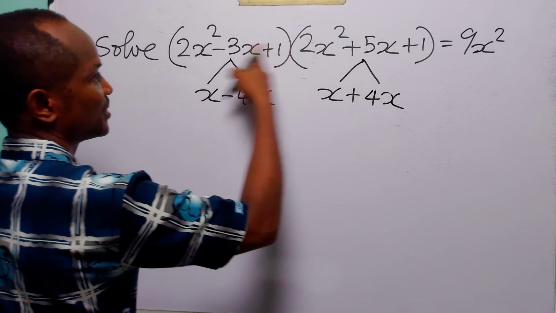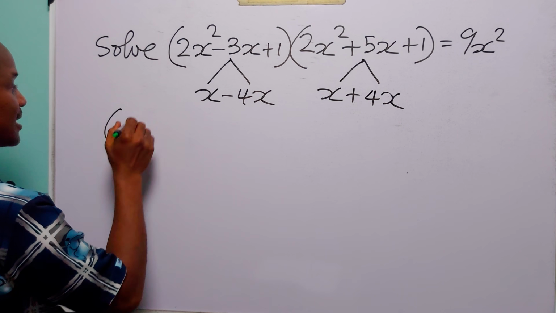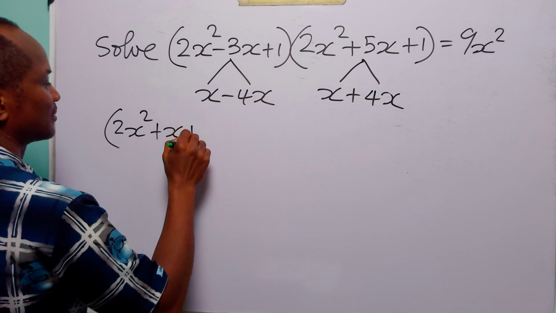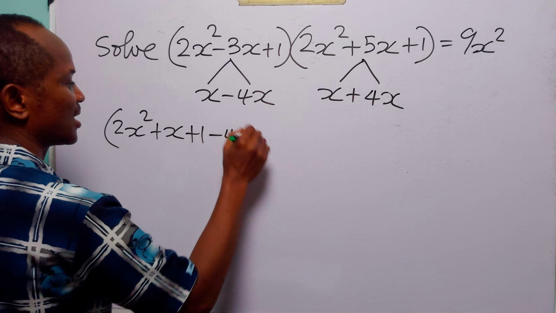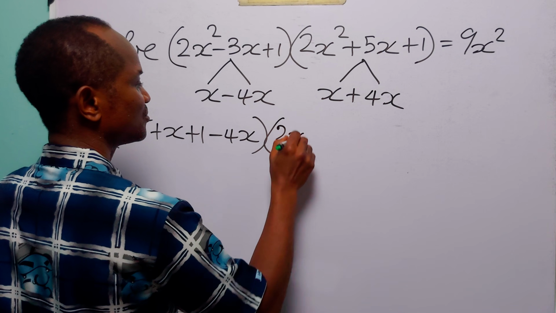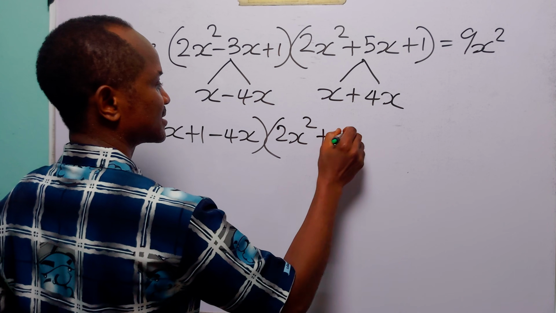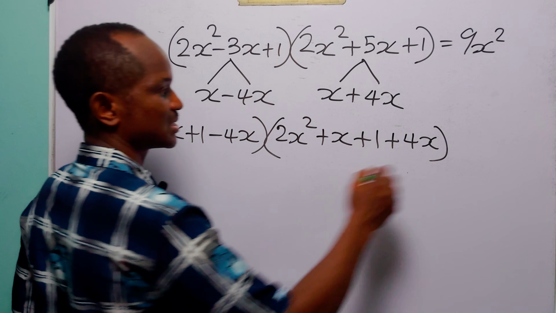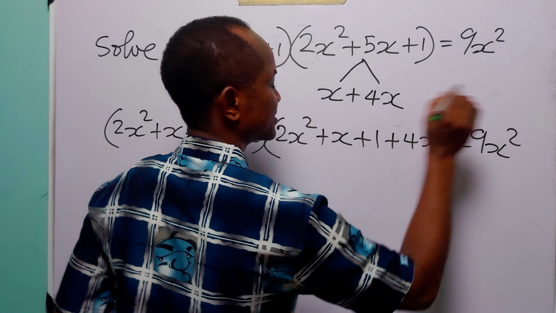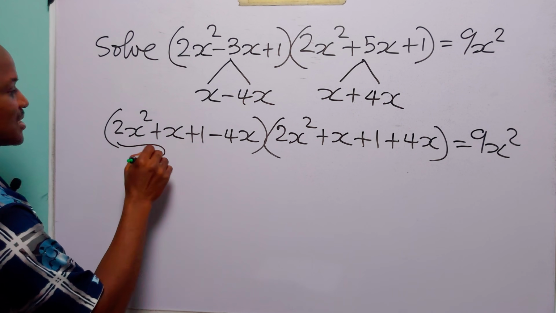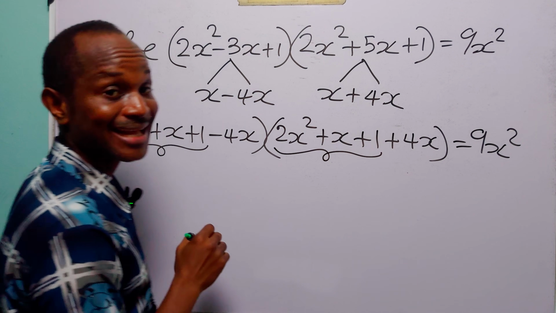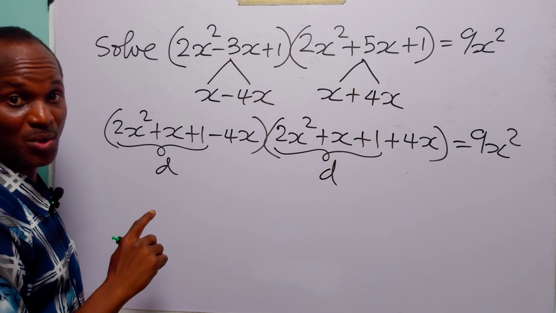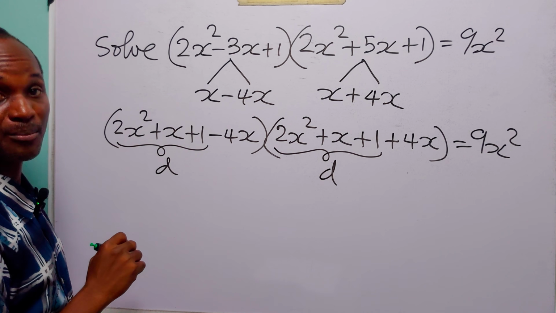Now, that simply means that we can write the left-hand side of this equation as 2x squared plus x plus 1, then minus 4x, multiplied by 2x squared plus x plus 1 plus 4x. And of course, this is equal to 9x squared. Now, let us substitute the letter D for 2x squared plus x plus 1, which we have in both brackets.